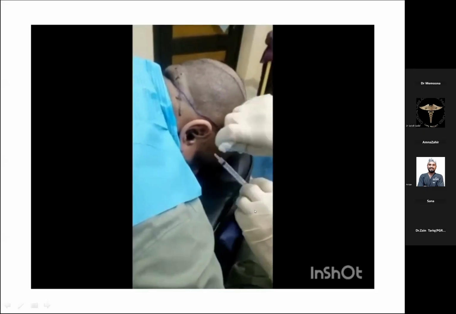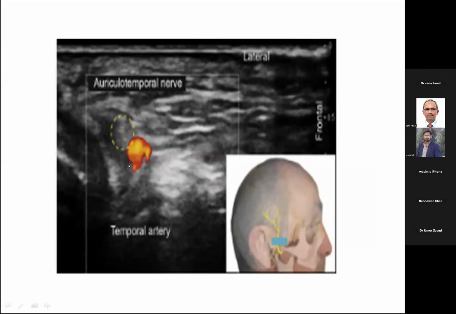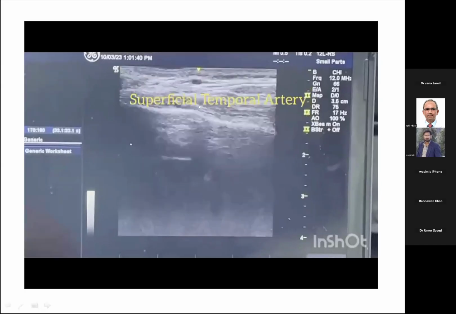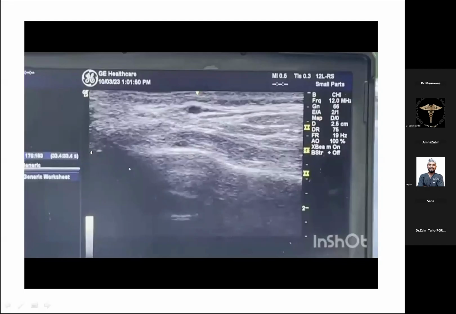For ultrasound guidance, here you can see the probe position, which is placed in front of the tragus, or it could be placed in front of the superior border of the tragus. And we need to use the Doppler to identify the superficial temporal artery. And the nerve lies just above it, where we can block it easily. Here you can see the superficial temporal artery is located.